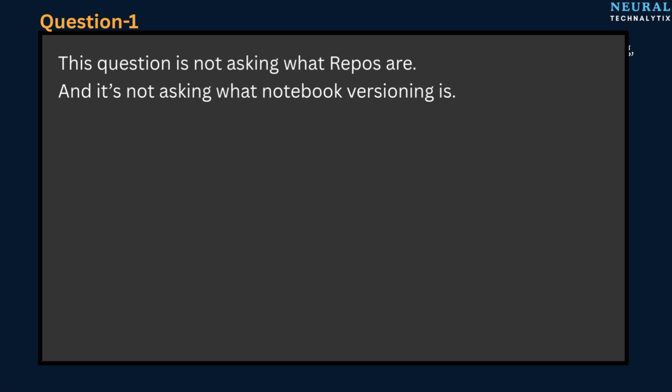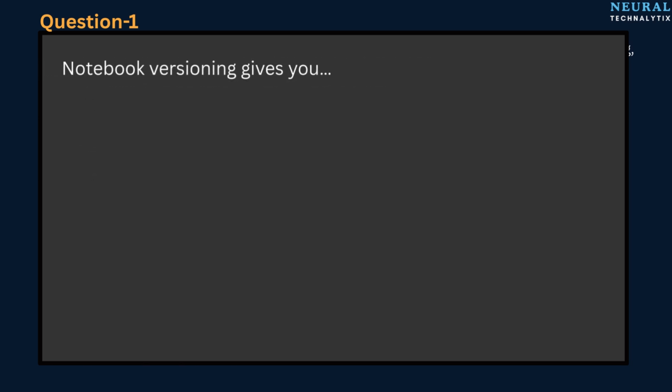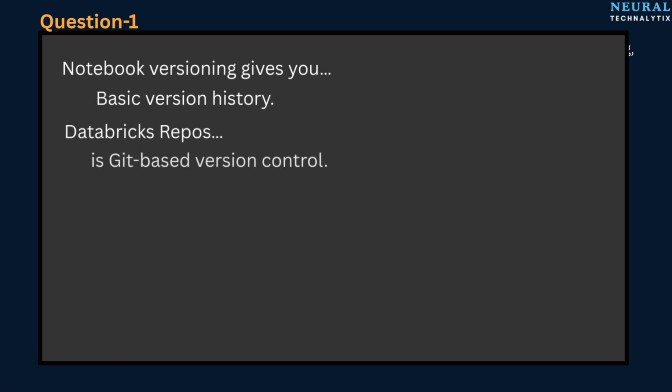Okay, pause here. This question is not asking what repos are, and it's not asking what notebook versioning is. It's asking one thing only. What extra capability does Databricks Repos provide that notebook versioning does not? That comparison should immediately click in your mind. Notebook versioning gives you basic version history. Databricks Repos is Git-based version control. That's enough context. Now, let's evaluate the options, one by one, exactly like you should do in the exam.